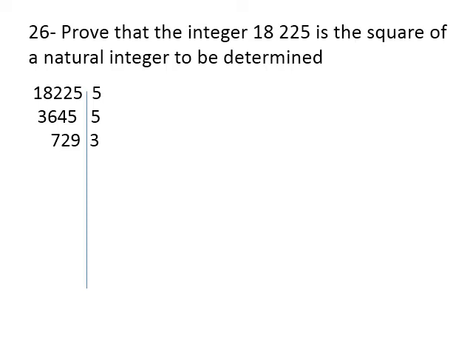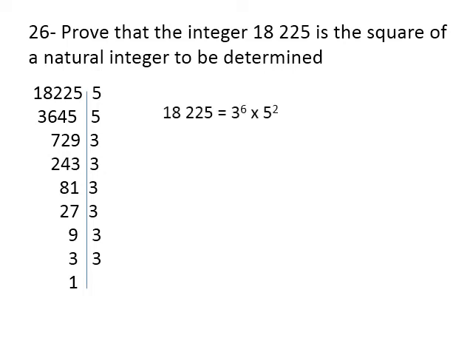It gives us 729. 7 plus 2 plus 9 is 18. It's a multiple of 3, so we can divide it by 3. The answer is 243. You can use your calculators here to check the answers, okay? 243 is divisible by 3 to get 81. Now 81 by 3, 27. 27 divided by 3, 9. 9 by 3, 3. 3 divided by 3, 1. So to write it as a product of prime factors, 18,225 can be written as 3 is repeated 6 times, so it's 3 to the power 6 times 5 to the power 2.